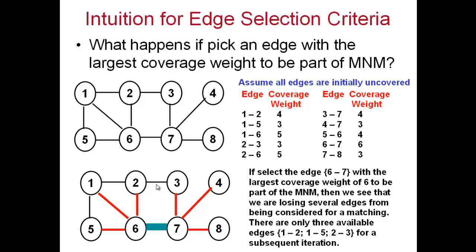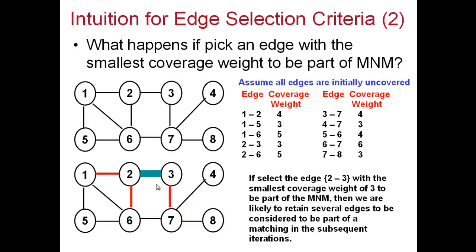That means when we include an edge to be part of maximal node matching, we want to reduce the number of adjacent edges that get discarded from being considered for maximal node matching. So that leads to the other extreme, that of picking the edges with the lower coverage weight. When we pick an edge with a lower coverage weight, we are only discarding fewer edges from being part of the maximal node matching. So this is a greedy strategy that we are going to employ for this algorithm.